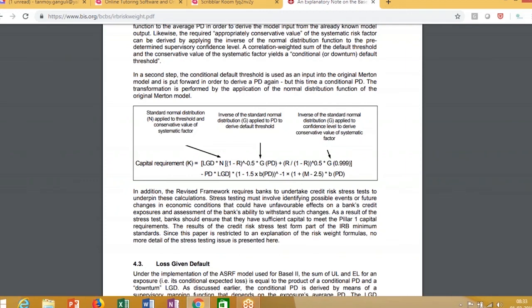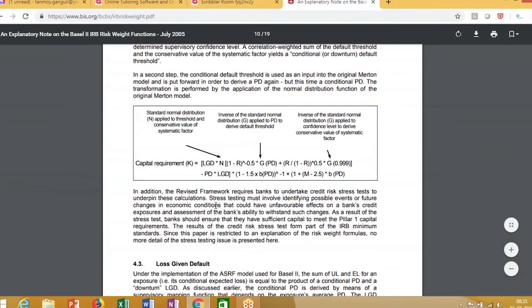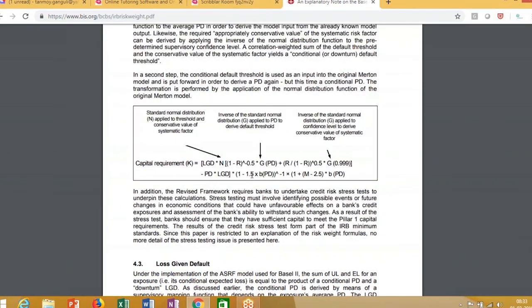One thing you can see over here is that this capital requirement contains all these measures. It's a function of LGD, it's a function of PD. So what is this capital requirement? This is the total loss that the bank incurs at a 99.9% confidence interval. So this is the total loss, or this is your value at risk.